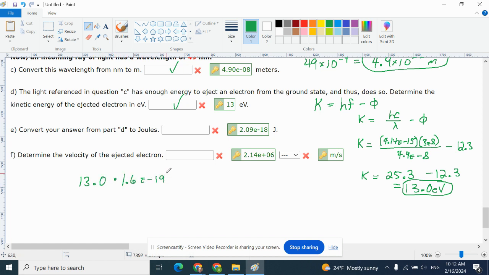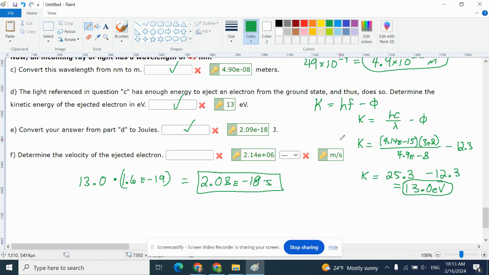1.6 E negative 19. This number is on your green sheet. Get 2.08 E negative 19. Oh, sorry, E negative 18 joules. I got 2.09. Looks like a rounding error, not a big deal.